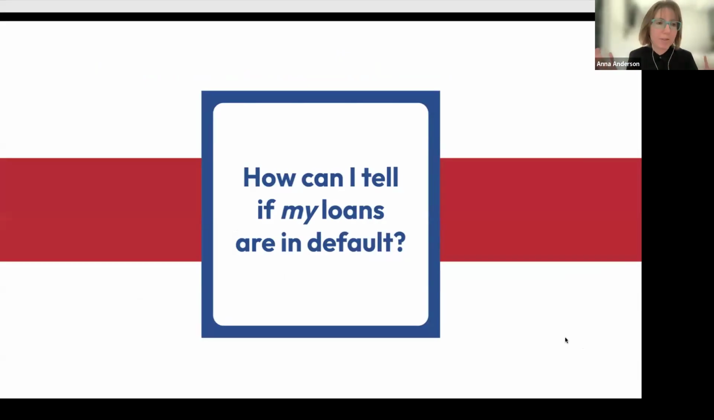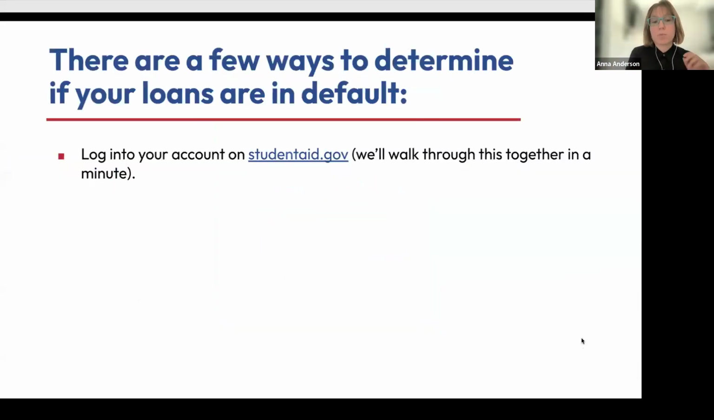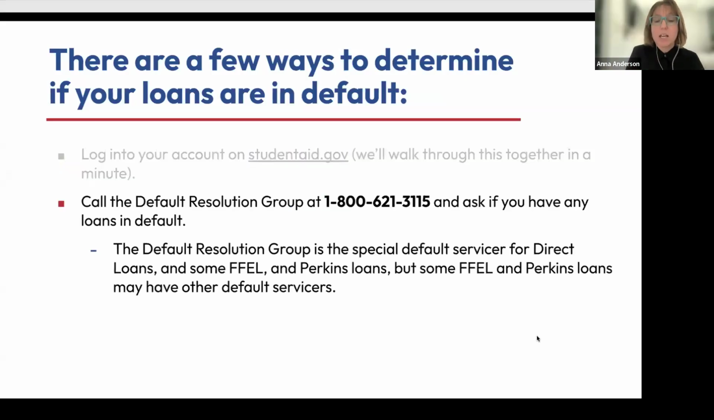That 270-day payment calculation may not necessarily be the easiest to figure out on your own. But the good news is that if you log into your accounts on studentaid.gov, you should be able to tell very quickly if you are in default or not on your federal student loans. So the first and easiest way to do this is to log into your account on studentaid.gov, and we'll go over this in a minute. That will tell you whether or not your loans are in default in a few different places.